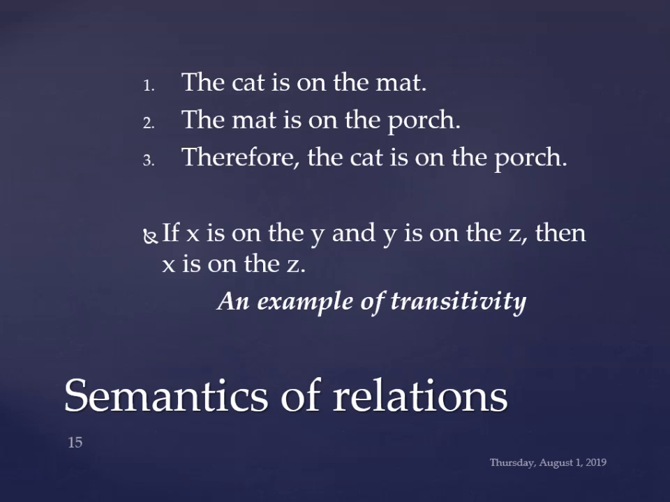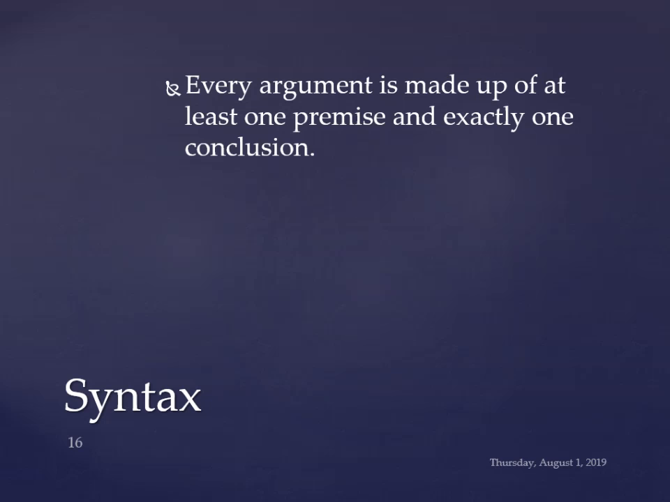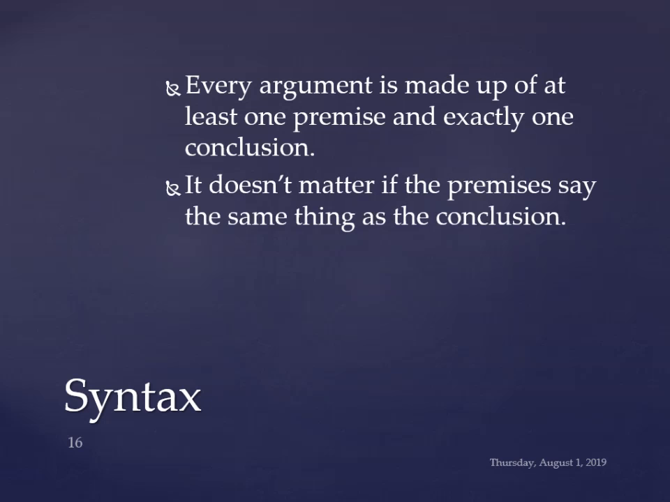Okay, so now we have to talk about syntax, and we need to distinguish that from semantics, especially when it comes to arguments. We talked about how arguments are made up of assertions, and assertions are true or false. That's the semantic part of arguments. The syntax has to do with how we arrange things, okay? The way that arguments are arranged is that they have at least one premise, or a set of premises, which might be a better way of talking, and then exactly one conclusion. It doesn't matter if the premises say the same thing as the conclusion at all.